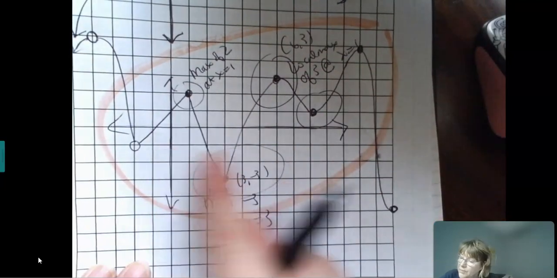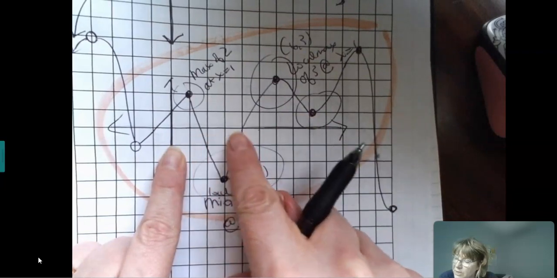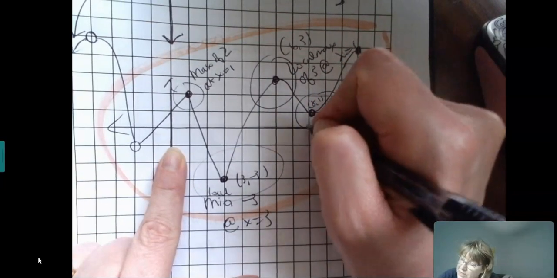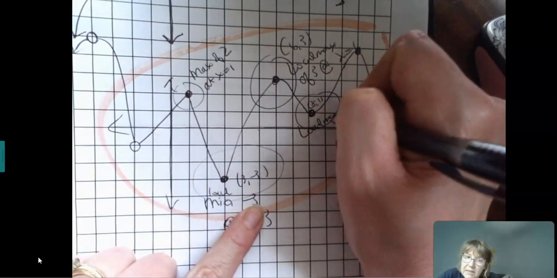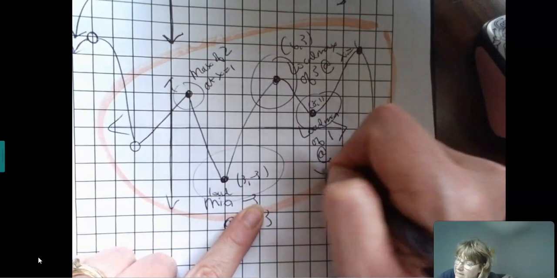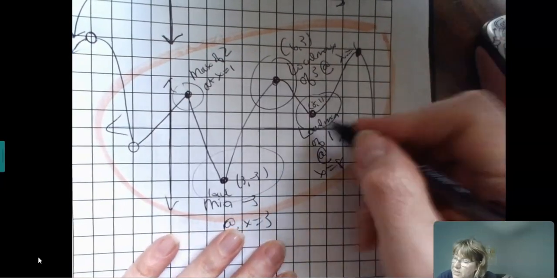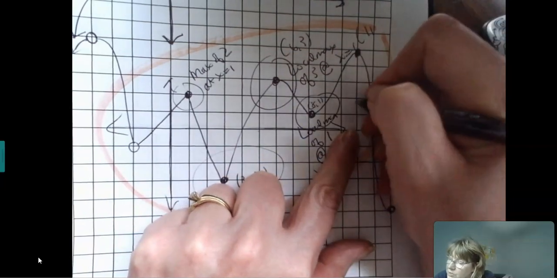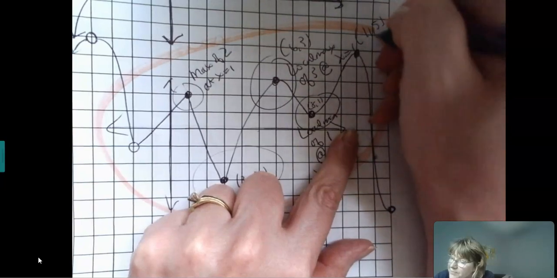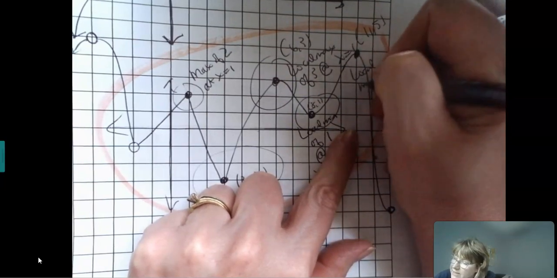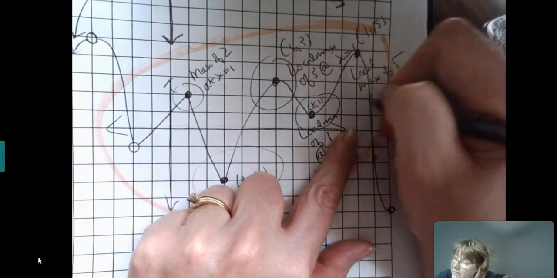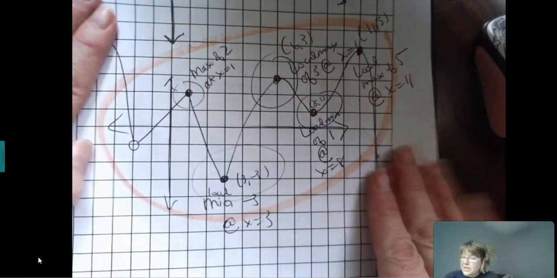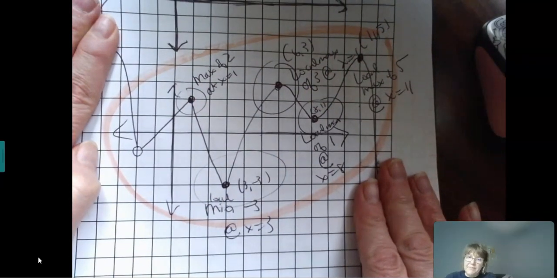This is a local min in that neighborhood, 1, 2, 3, 4, 5, 6, 7, 8. So this ordered pair is (8, 1). So there is a local min of 1 at x equals 8. Over here, what was that? 8, 9, 10, 11. What's the point? 1, 2, 3, 4, 5, 11, 5. So again, local max value of 5 at x equals 11. And then that's the only thing. So again, cover up your ends. They cannot be a local.